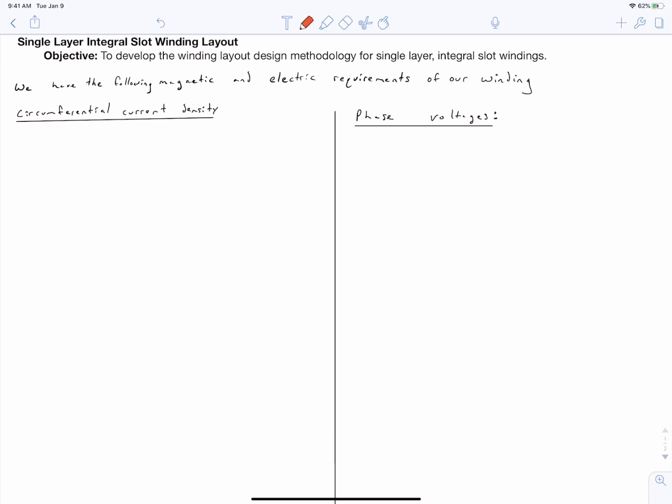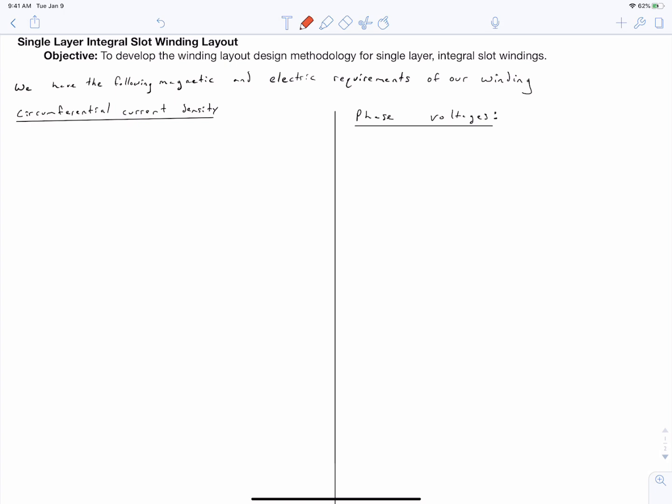The objective of this video is to develop the winding layout design methodology for single-layer integral slot windings. So far in this class, we've been talking about windings largely in terms of analysis. We've figured out ways to calculate the winding factors for a winding. We've developed design expressions for determining the number of conductors we require in a slot when we're given the winding layout. But this video launches us into a unit on the actual design of windings.